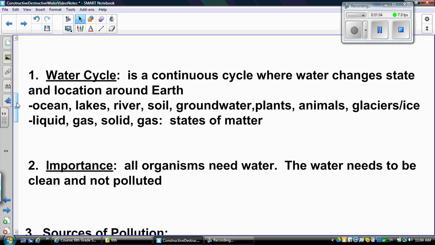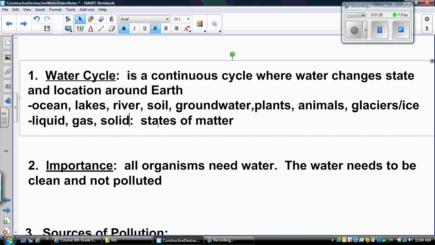Okay, the water cycle involves everything that contains water. So your oceans, lakes, rivers, the soil, groundwater, which is water located underneath the ground, plants and animals, water, glaciers and ice, and then the states of matter would be solid, liquid, and gas. I have gas twice, I don't know why. You don't have to write it twice.